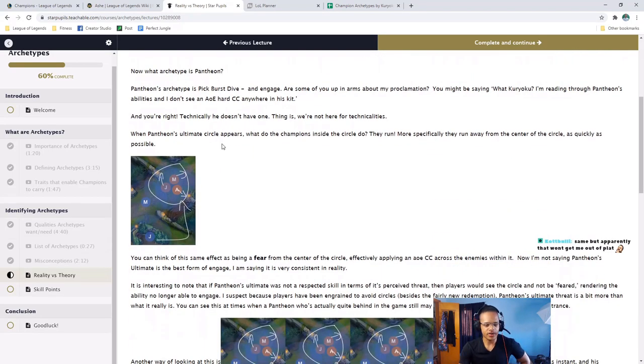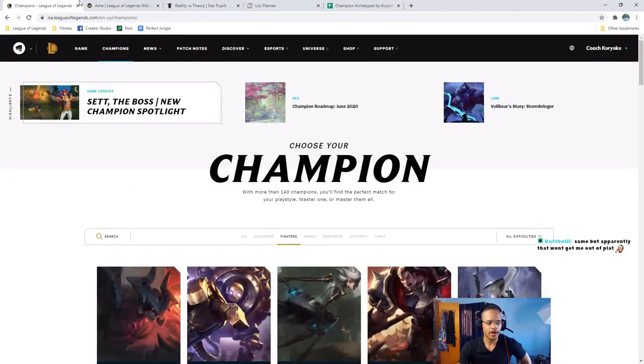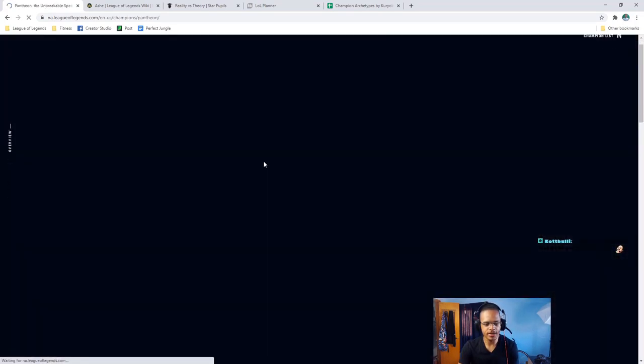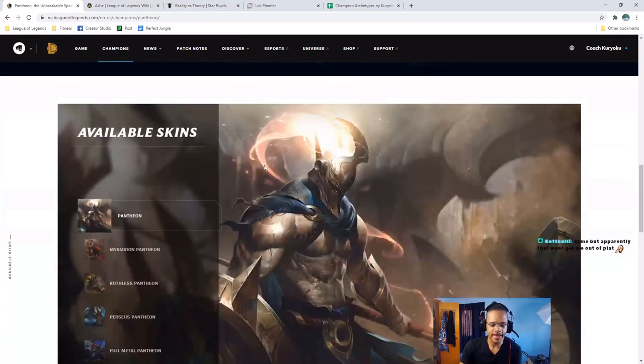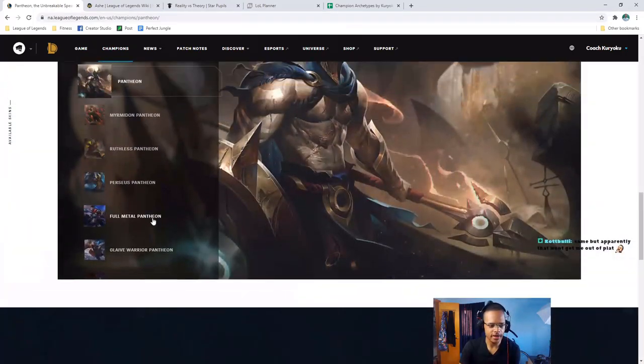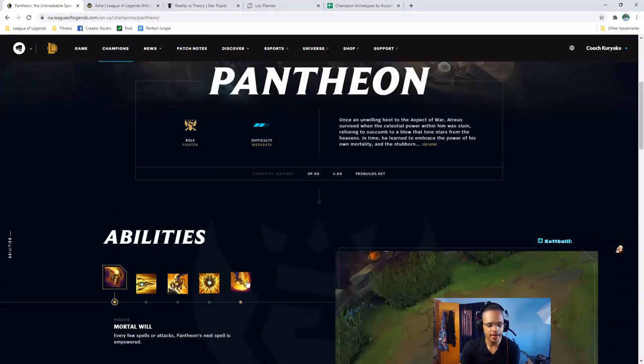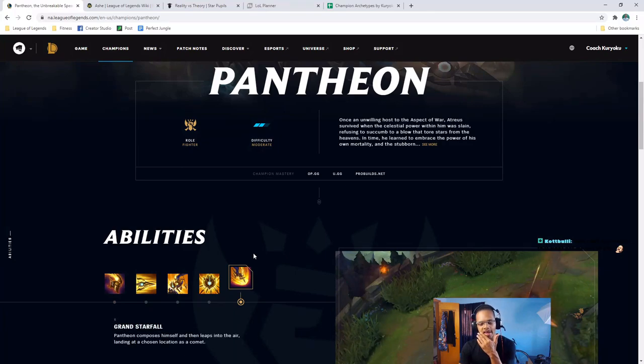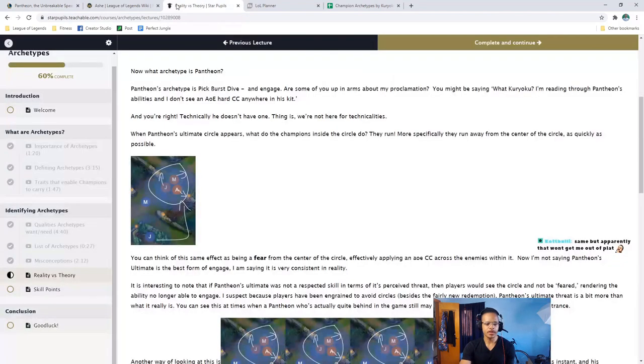A good additional example is Pantheon, where if we go to Pantheon and read through his abilities, it's not going to mention that he has an AoE hard CC. So you might think that he must not be an engage champion, because engage champions need an AoE hard CC. But this is where reality versus theory comes in, and it being a reliable source.